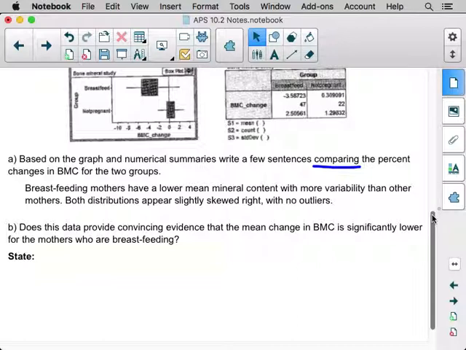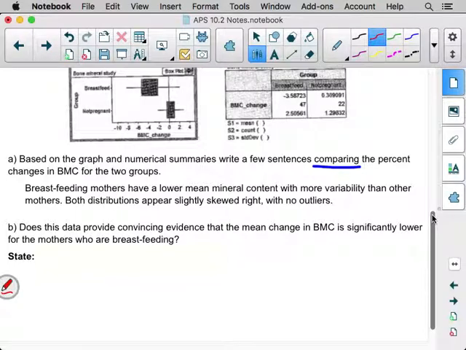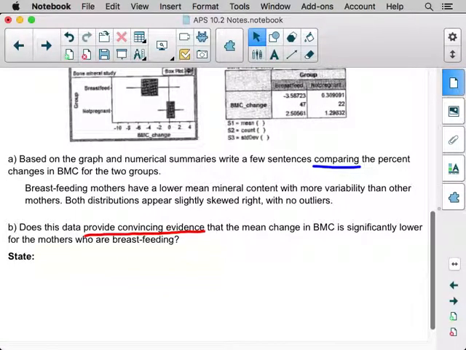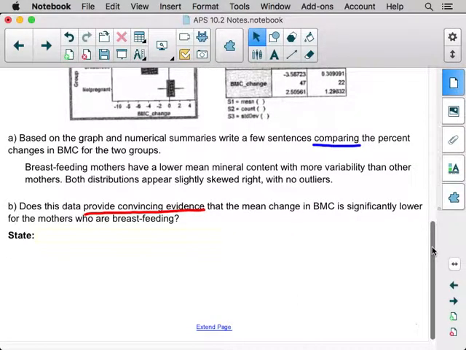All right. B. Does this data provide convincing evidence? What does that tell us to do? A test. All right. Now, in this case, what name would be appropriate for this test? I assume you can get there, even though we've never seen it before. Test for a difference in means. Oh, look at you guys. You're wonderful. Two-sample t-test for a difference of means.